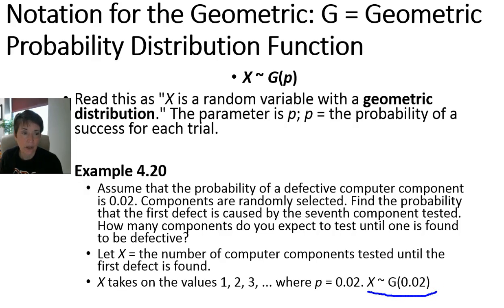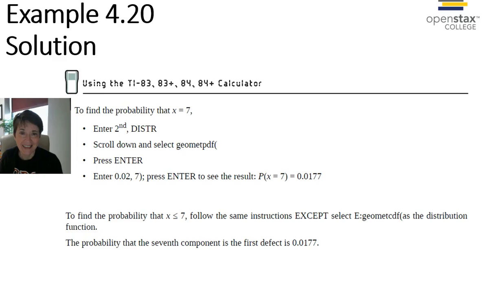Why is that notation important? Well, because when we go to solve this, if we put it into our calculator, we want to make sure we understand that notation. We again would go to the right here for our calculator, hit the second button and the distribution button, and scroll down till we find the geometric probability distribution. Enter that, and then enter the notation just like we had it, and push enter to see the results of X equaling 7.